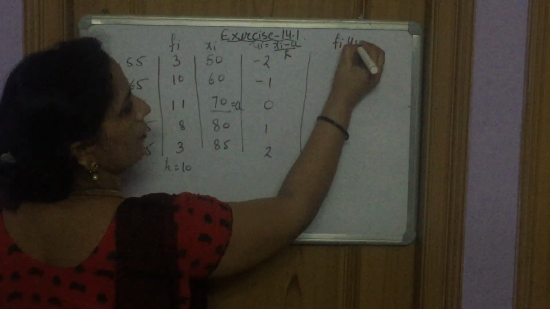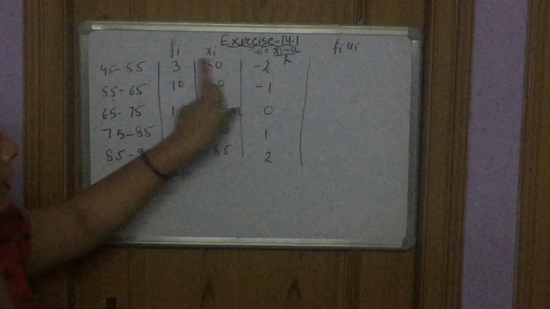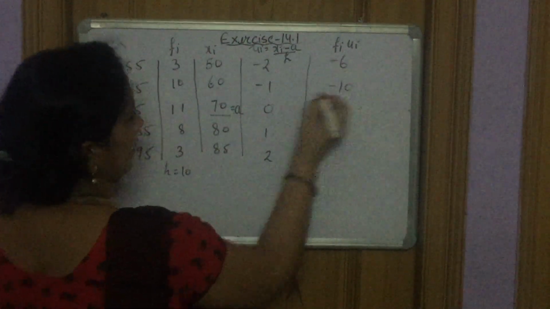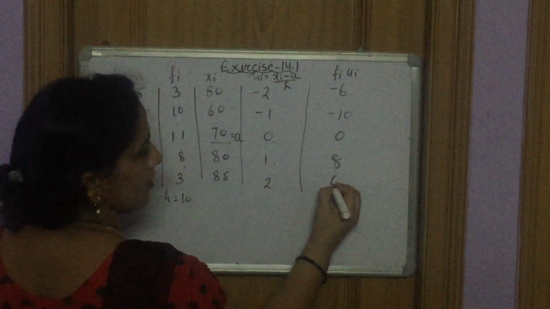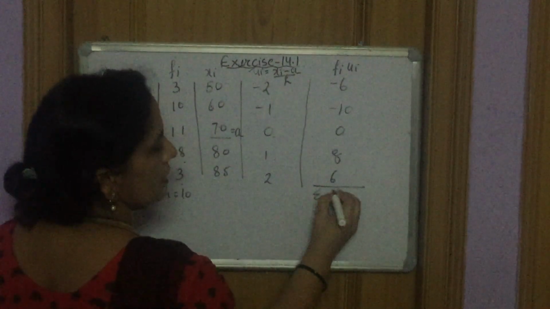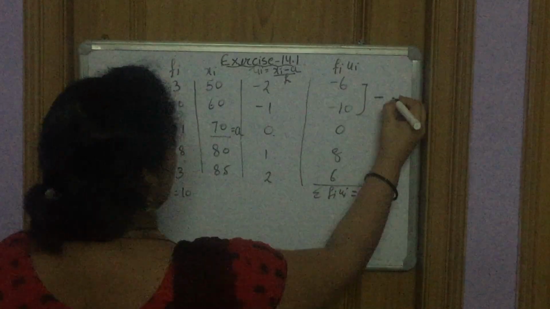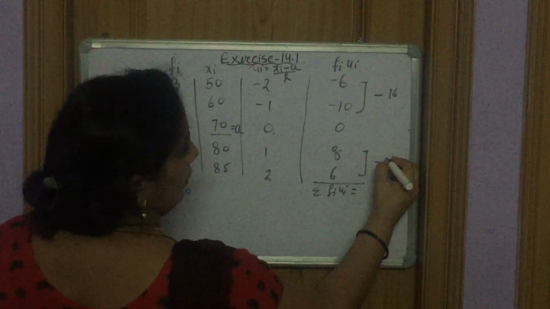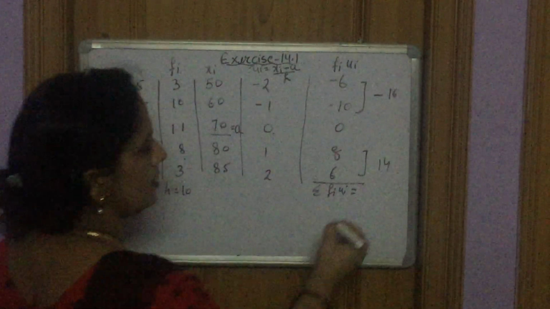Next column is fi ui. That means multiply every term by ui. This is minus 6, minus 10, 0, 8 and 6. After that, according to the formula, we need the summation of fi ui. Here we have minus 16, 14. After solution we get minus 2.